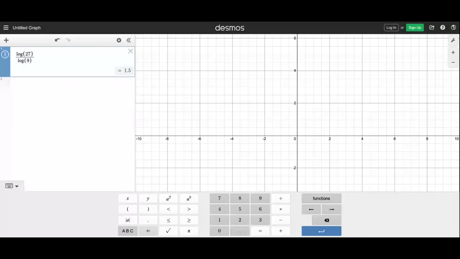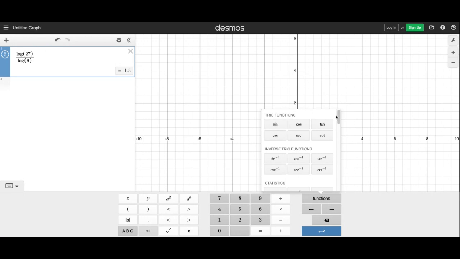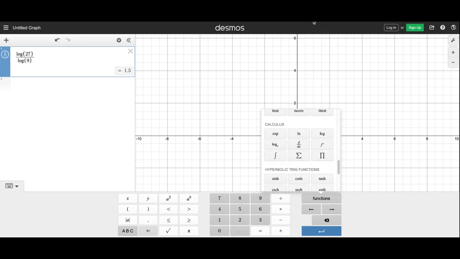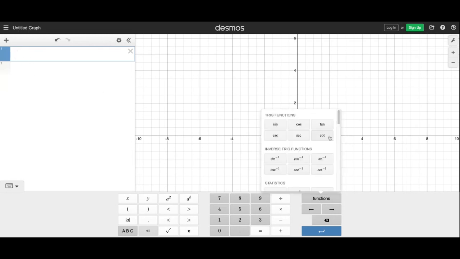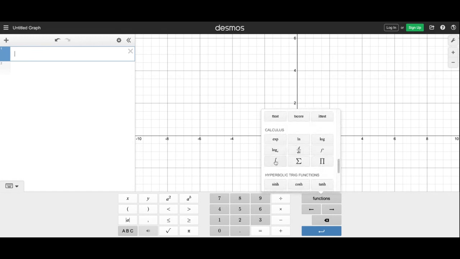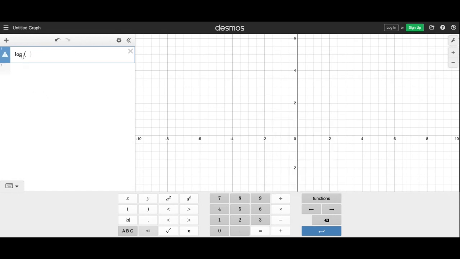Now let's do it using the other log button. I don't know why anybody would use this one, because if you go all the way down to calculus again, you can see that it has another log. It has log base A. Oops, I should have gone to another one, sorry about that, guys. So again, I'm going to go down to calculus and do the one that has log base A. Now you can tell the calculator what base you want. Well, we wanted base 9, right? Of 27. Guess what? I get the same answer, 1.5.